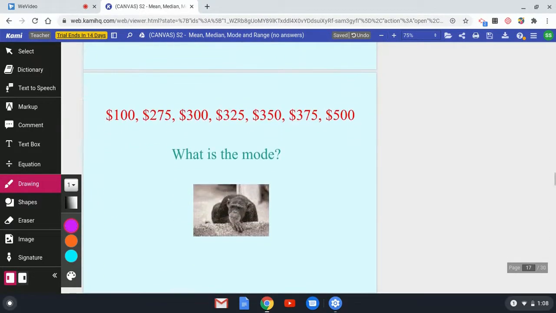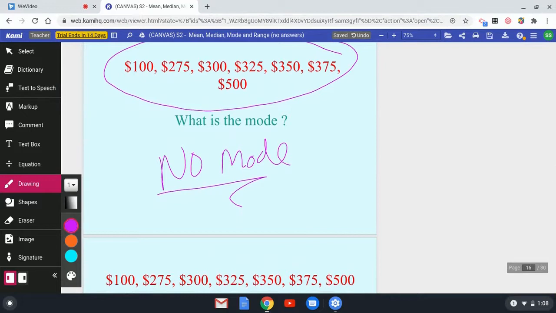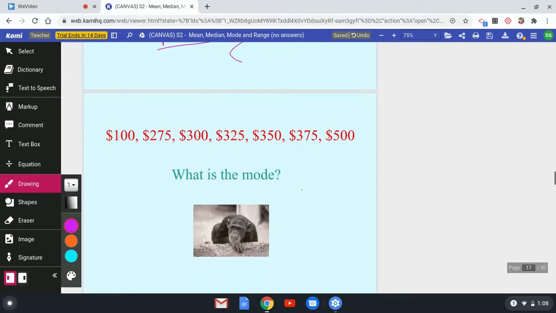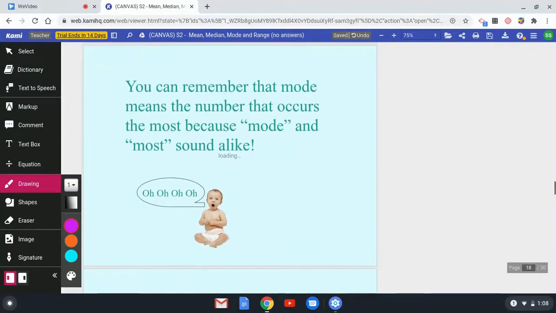What about this set? Wait a second. Isn't that the same set? It is the same set. There is none. You could put none or no mode. Remember that mode means the number that occurs the most because mode and most sound alike. The mode is the one that appears the most.